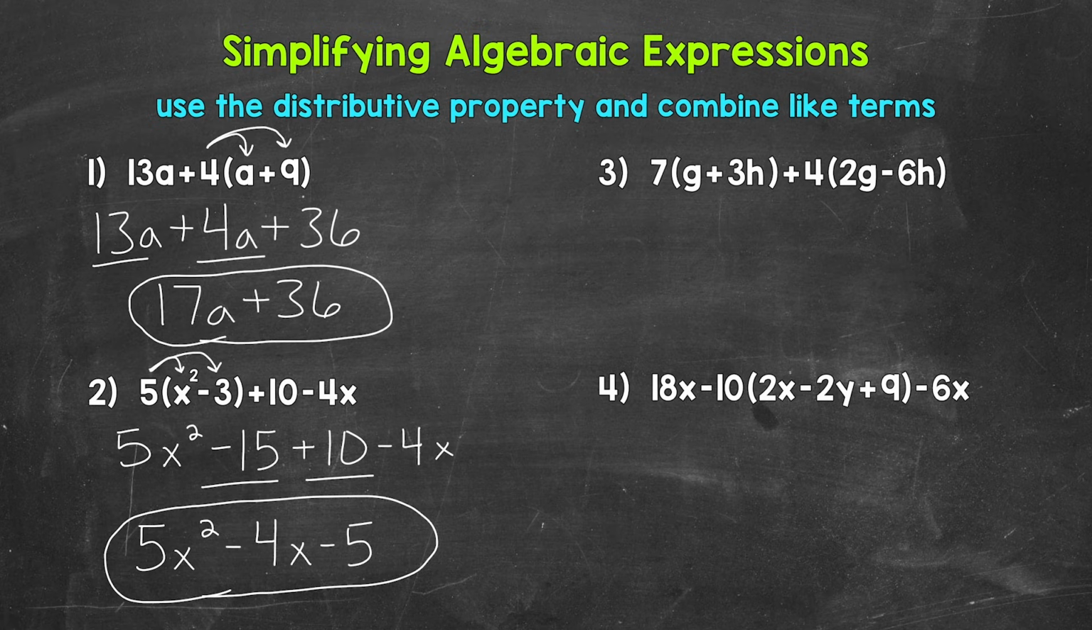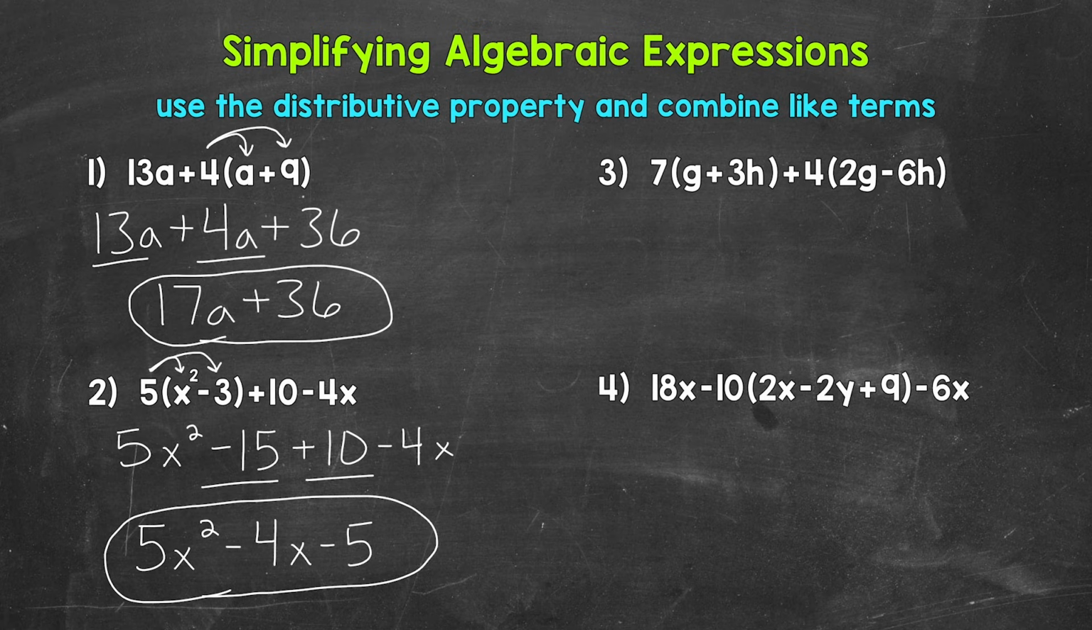Now I do want to mention, as far as how this simplified expression is written, typically speaking, when writing expressions, the greatest exponent comes first, so greatest to least. If exponents are the same, go in ABC order. Constant terms go last. So we have 5x squared. The exponent of 2 comes first because that's the greatest exponent.